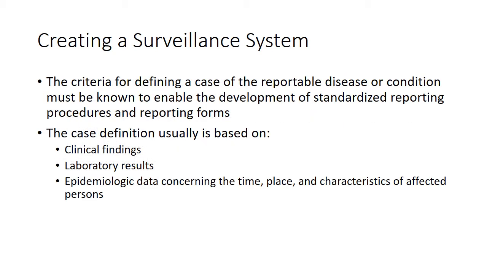The next thing, to determine if someone actually has whatever disease or condition you're looking at, is to make sure your definitions are appropriate. These case definitions usually are based on clinical findings or laboratory results, or, for things that may not be quite as clear cut, on time, place, and characteristics of affected persons. Those can guide you to saying, okay, yes, this person is considered a case, and what you do with that information afterwards is the next portion of the surveillance system.